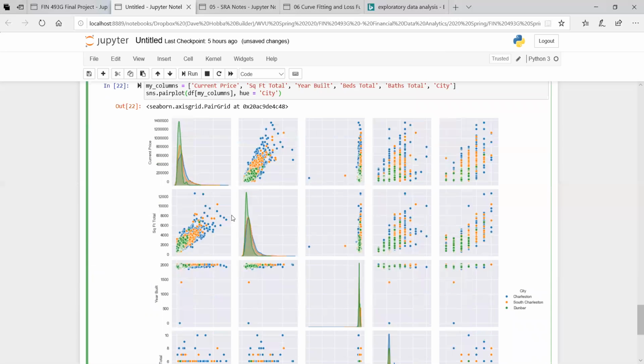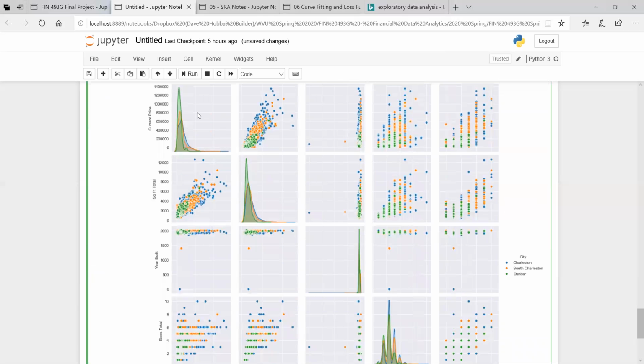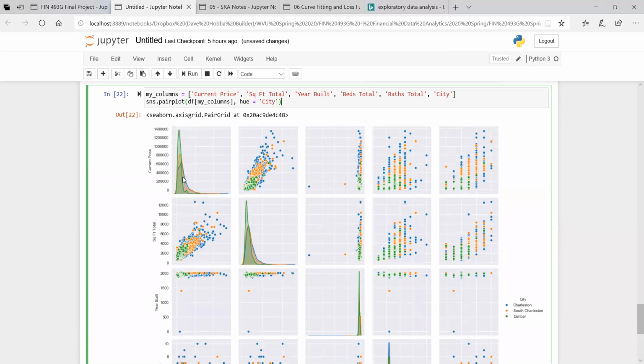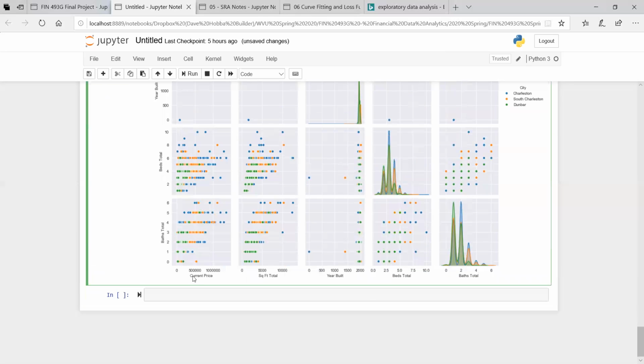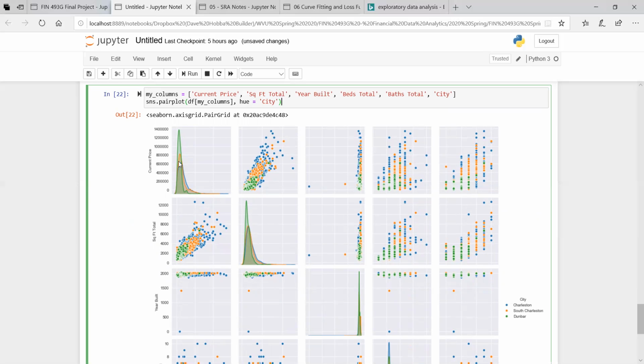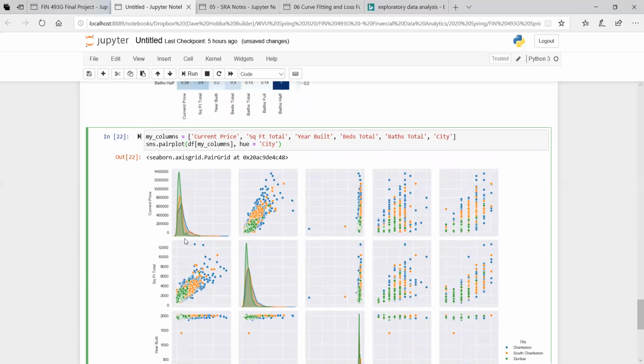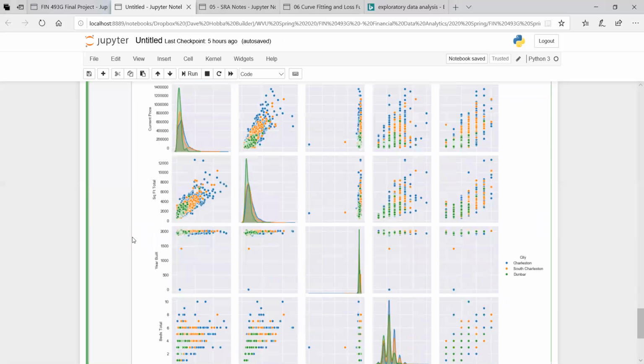So here, along the diagonal, we still have a histogram. You can see that maybe the homes in Dunbar are a little bit cheaper than homes in South Charleston, but maybe it's not. Maybe there's other underlying factors. Maybe they're just smaller. You can kind of see that maybe they're just smaller over here. So that could be one explanation.